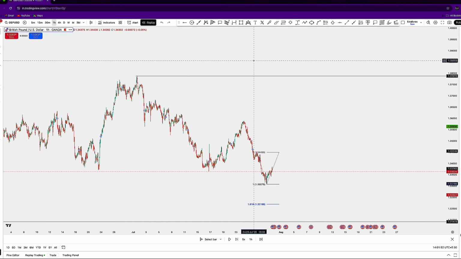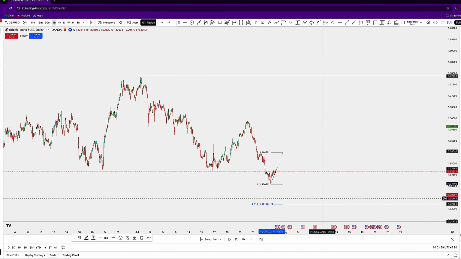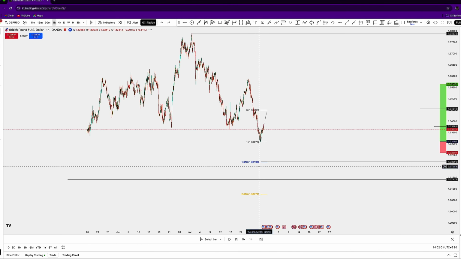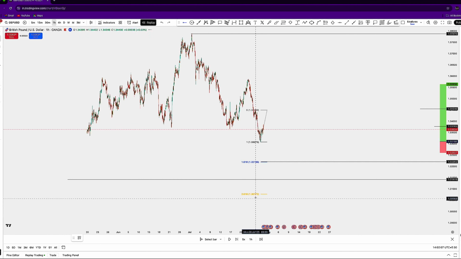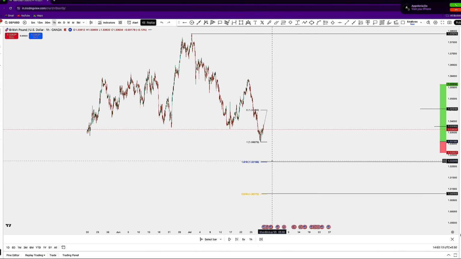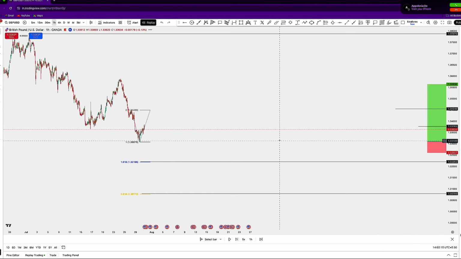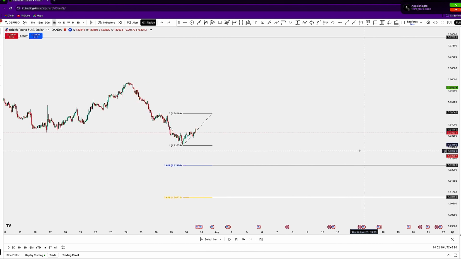Then my first take profit will be here, on this 1.618, which is the golden zone. Then my second take profit will be on the 2.618 extension here. But I will always take my first profit here to be on a safer side. So let's see what price is going to do.